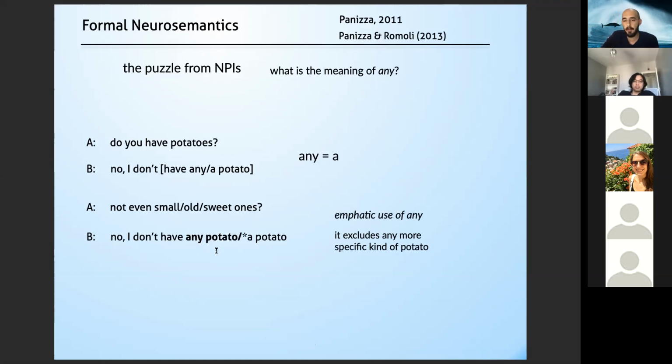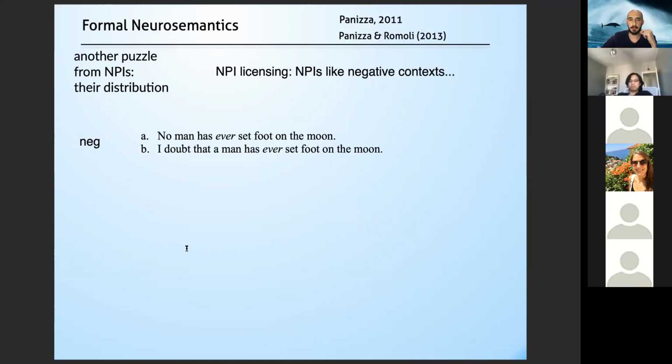So the emphatic use of "any," the idea is that it excludes any more specific kind of potato in this sentence. It makes sure that any kind of potato that you might not have thought about in the very first answer is actually in the domain of the stuff that you want to negate. Okay. All right. So interesting. So what about "ever"? Okay. And what are the contexts in which "ever" can occur?